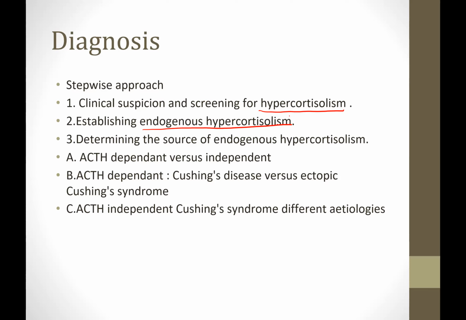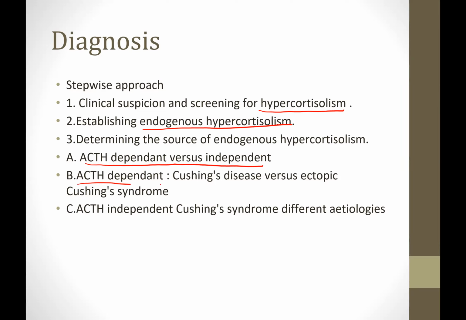So most important is the first thing in the history. If you suspect hypercortisolism, what is the drug history? Is he taking iatrogenic or excess steroid from outside? That is excluded. Then that is endogenous hypercortisolism. That is within the body itself, the cortisol is more. Where can it be? Is it coming from the ACTH or is it coming directly from the adrenal? That means is it ACTH dependent or independent? That will be the next question.